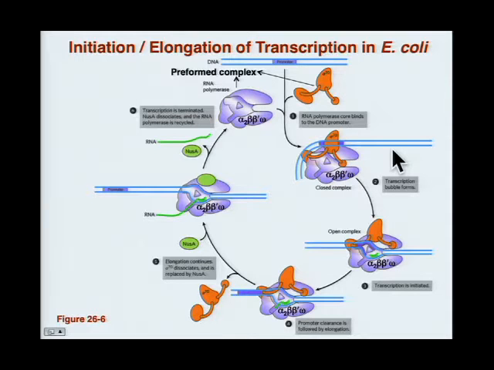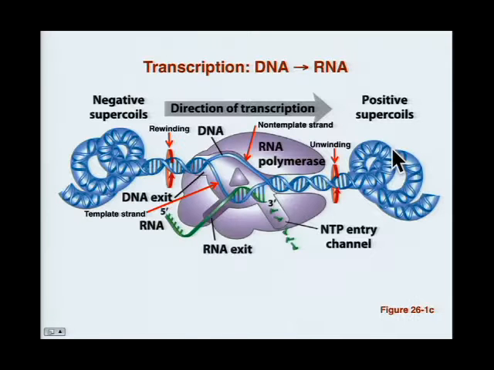Yes? It's the termination. There are two different ways to terminate, but when those terminations occur, that causes NusA to fall off and causes the RNA polymerase to fall off the DNA. So we'll get to that in a moment. That's a great question.